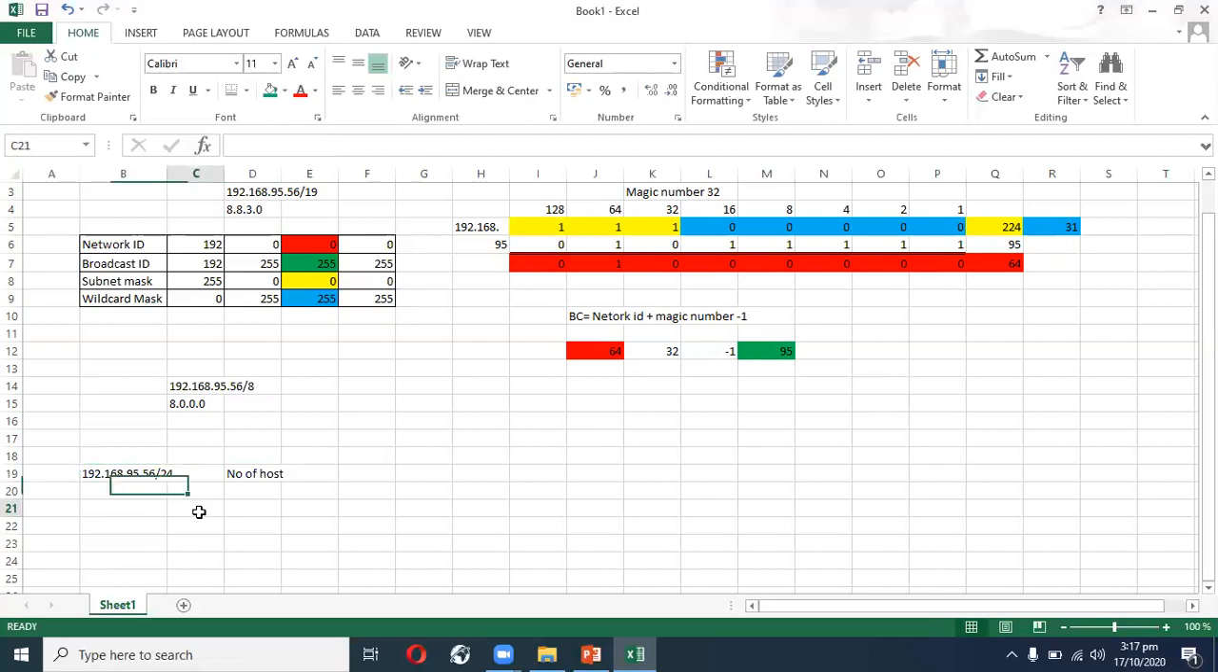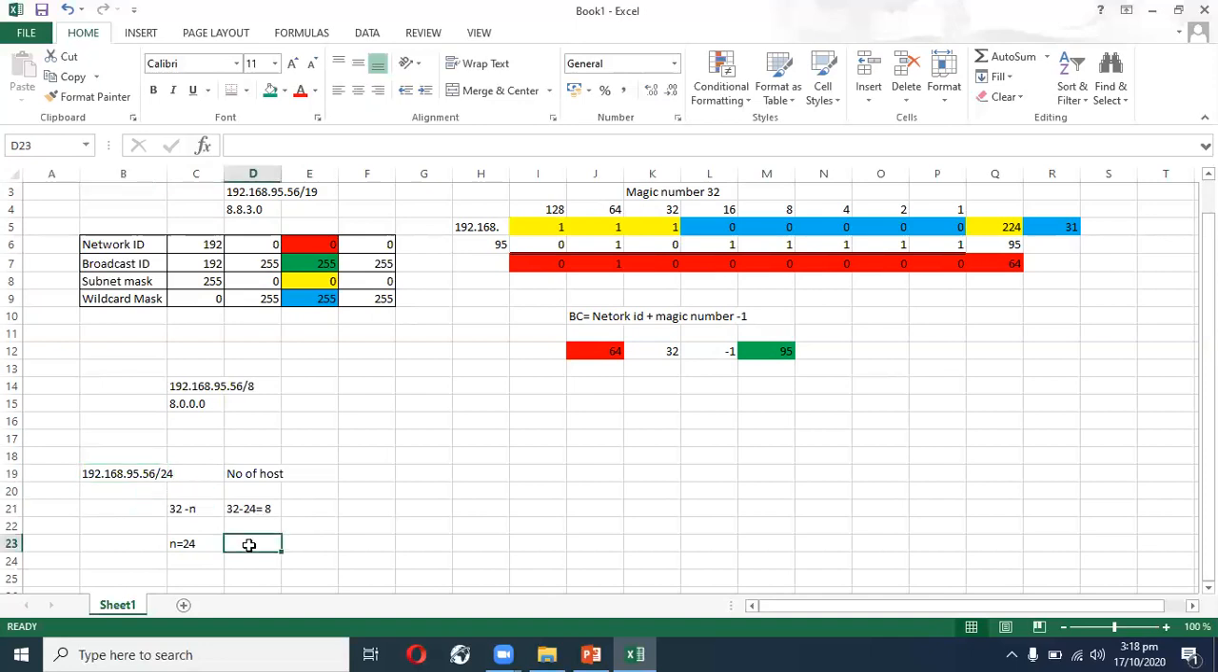So it's very simple. We know that the maximum host length we can go is 32 minus n. So here n is 24. So 32 minus 24 gives us 8. So 32 minus whatever number we have here, 24, this gives us 8.